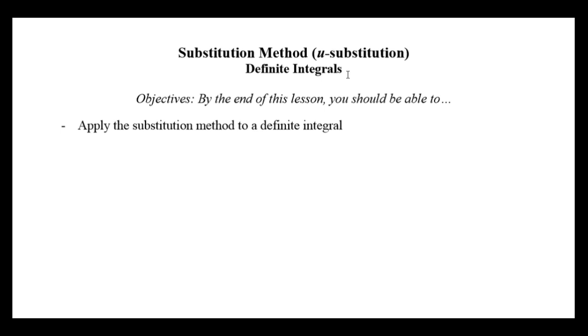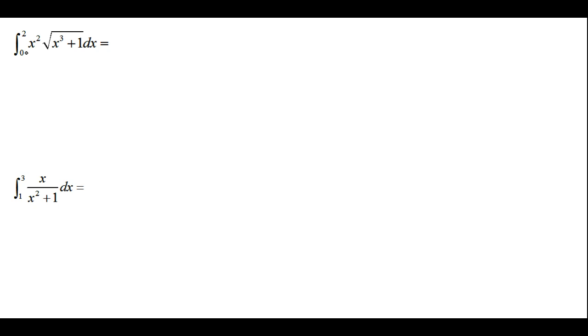U-Substitution for definite integrals. Alright, so in this example, we're evaluating the integral from 0 to 2 of x squared times the square root of x cubed plus 1 dx. So here I have an inside function of x cubed plus 1, and I can see that a modification of its derivative, being 3x squared, is being multiplied here on the outside. So I have x squared dx.